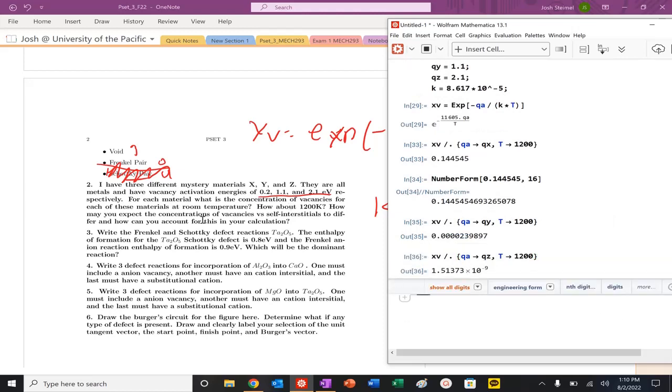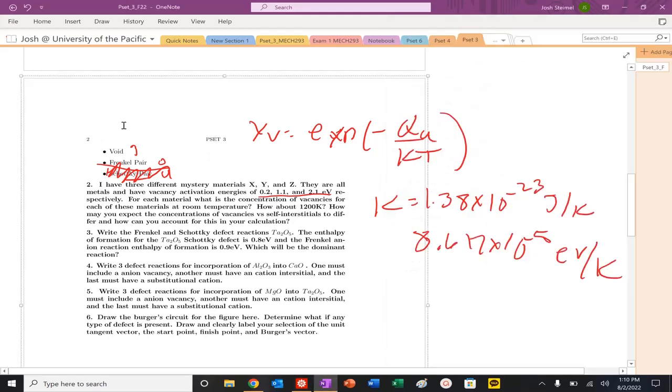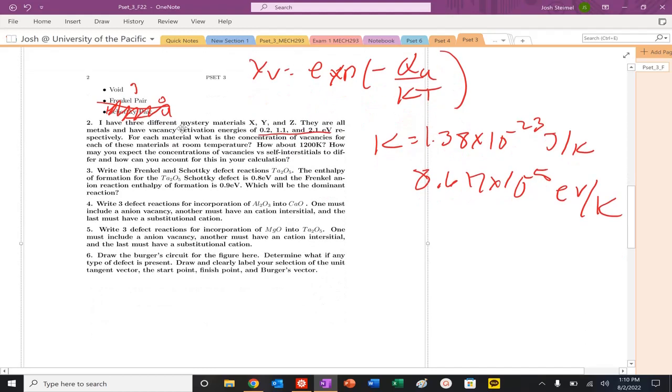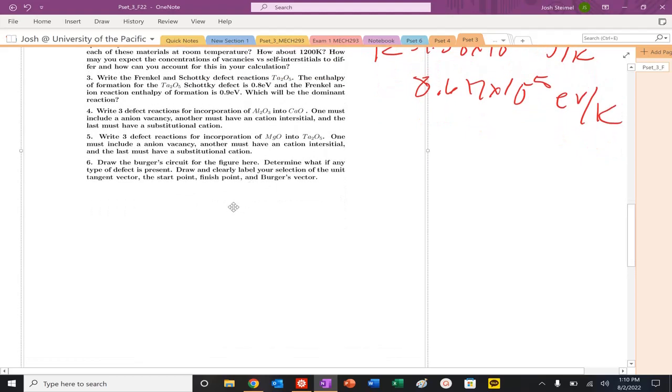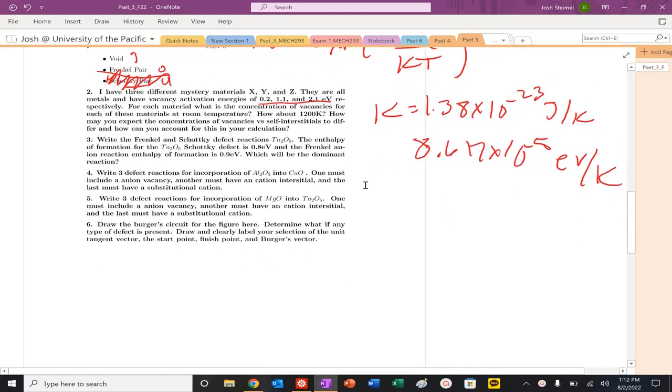How might you expect the concentration of vacancies versus self-interstitials to differ, and how can you account for this in your calculation? Well, the activation energy is going to change. It's much easier to create a vacancy than a self-interstitial, so we would expect self-interstitial concentration to be much, much lower, because the activation energy will be a lot higher, since it takes more work to get that in. We can do this quite quickly before we get into our deeper Frenkel defect discussion. Write the Frenkel and Schottky defects for Ta2O5.